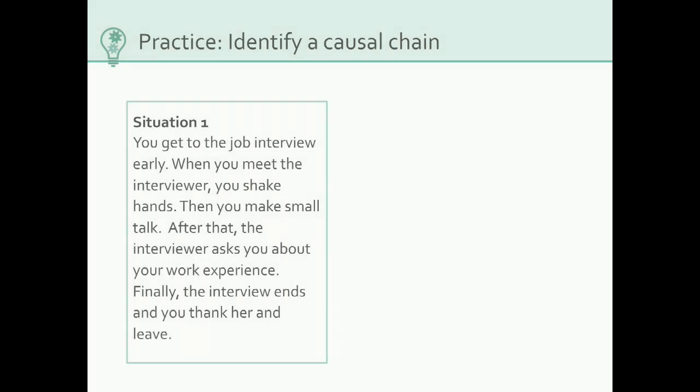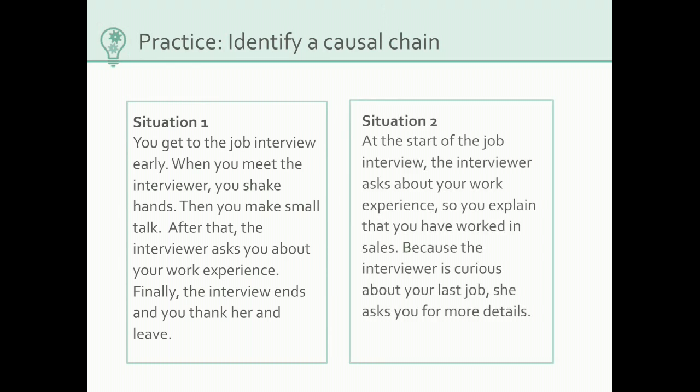Now, let's practice. First, read situation number 1. Now, read situation number 2. Which one shows a cause-effect relationship or causal chain? Which one shows a time order relationship?